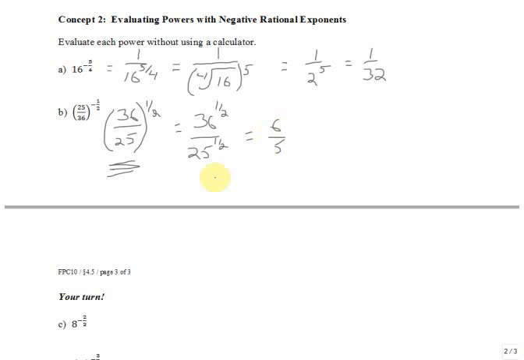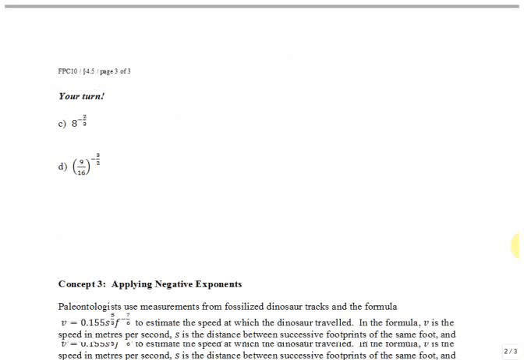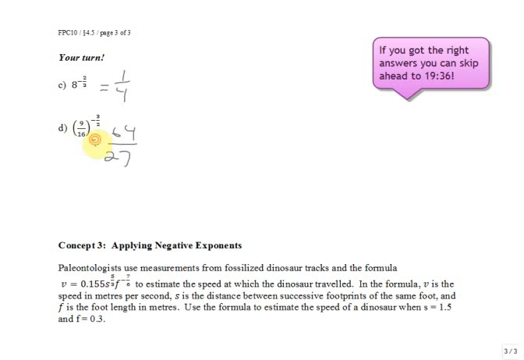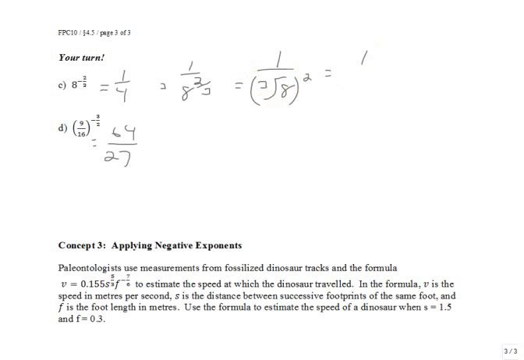Okay, pause the video, do the next couple questions, and then come and check your answers. I'll again give you just the answers and you can skip ahead if you get them right. So this is 1 over 4, and this is 64 over 27. So this becomes 1 over 8 to the 2 over 3, which is 1 over the cube root of 8 squared, which is 1 over 2 squared, which is 1 over 4.